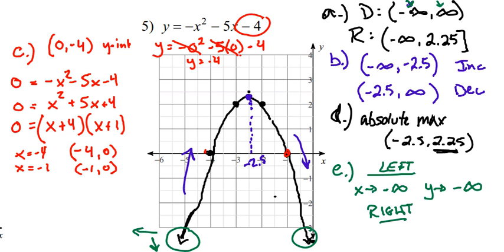What happens on the right side? Well, the right side is pointing right and also down. The right direction is the positive direction, and according to my domain, it can go that way forever. And the y direction is down, and that's the negative direction, and according to the range, it can go that way forever. So there's the end behavior. There's number 5. Let me know if you have more questions.